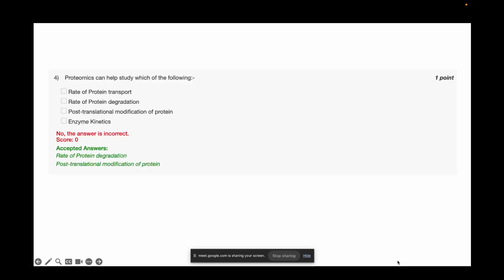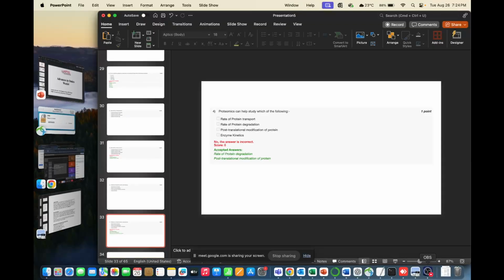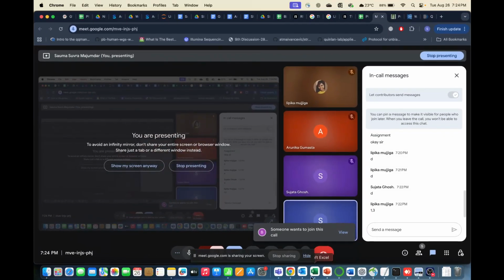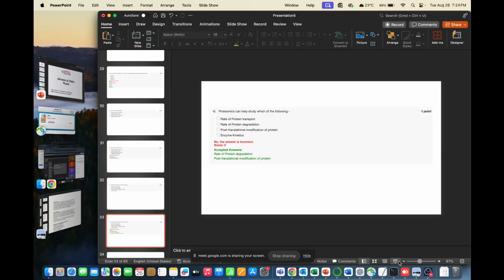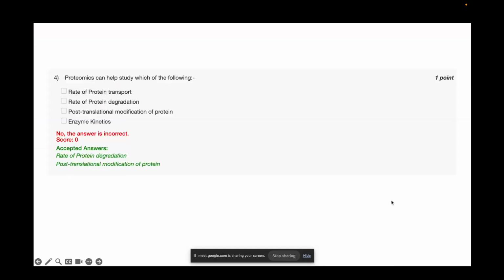The answer is post-translational modification. I think someone answered D. No, 1 and 3. Oh, okay. So protein transport you cannot study this way. For protein transport, the cell has to be live, and you have to track.